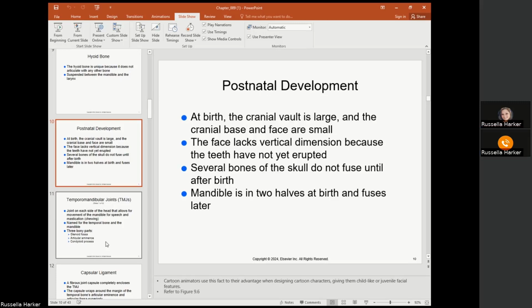Several bones in the skull don't fuse until after birth, and the mandible is in two halves at birth and fuses later, like I talked about a few minutes ago.